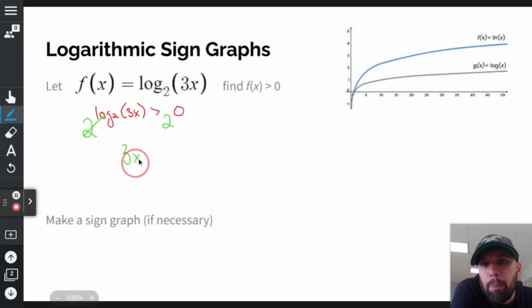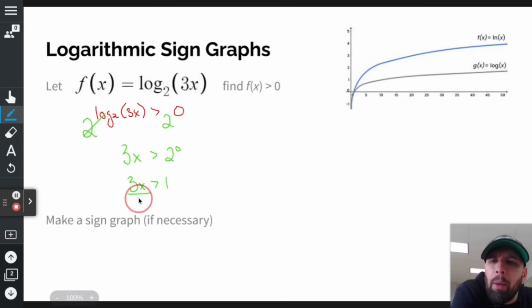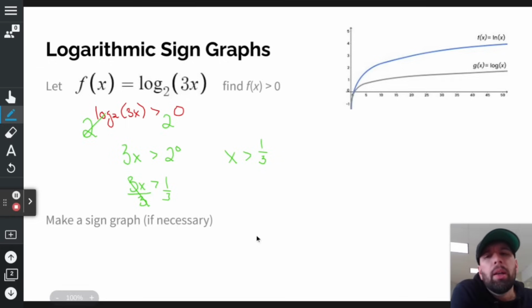So 3x is going to be greater than 2 to the 0th power. Wait a minute. 2 to the 0th power is just 1. So 3x is greater than 1. I have to divide both sides by 3, and x is going to be greater than 1/3. Okay. Pretty simple. Now, with this, I don't have to make a sign graph because I basically just have something friendly like 3x is greater than 1. I don't need to make a sign graph. Now I will later, but this makes sense to me.